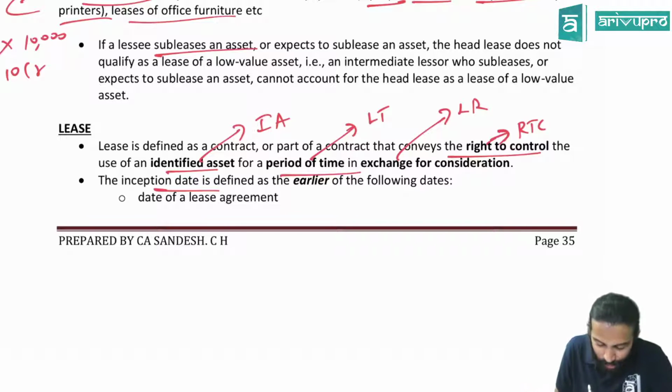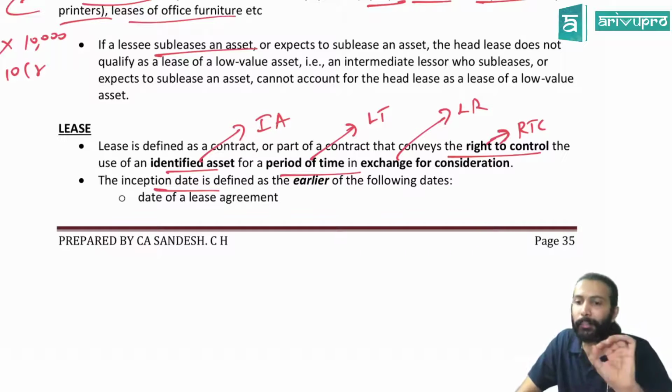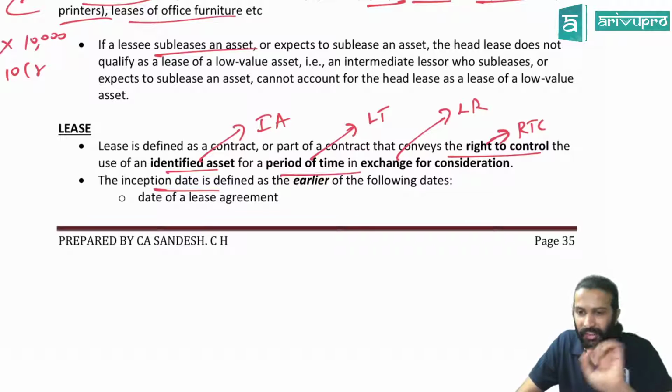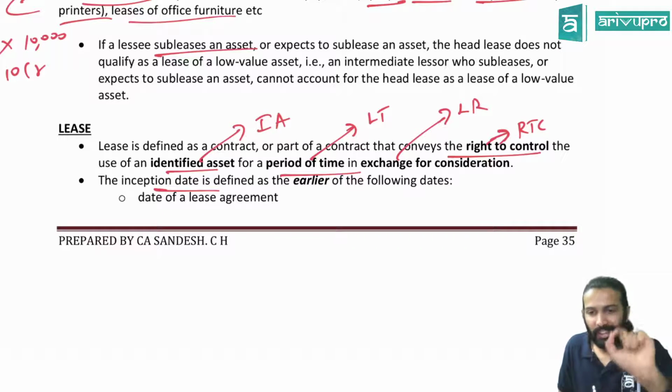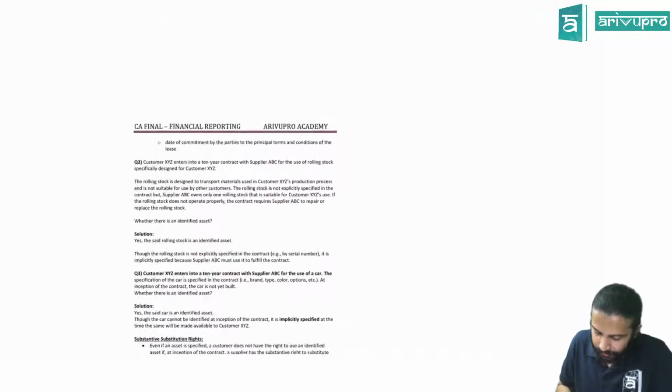So you're getting confused, there is a difference between inception date and commencement date. What you're thinking is the commencement date. I'm not talking about accounting. I'm talking about when the lease came into picture. That is inception date. Lease inception date means when the lease contract began, when it gave birth. When does a lease contract become alive, sir? On the agreement date, the date on which you have entered into an agreement. So lease inception date is the earlier of the two things. One is agreement date.